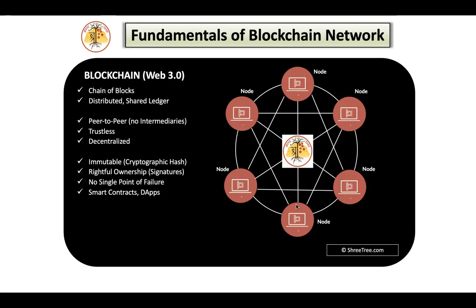Blockchain also runs something called smart contracts. So these are a piece of code or a computer program that self-executes when certain predetermined conditions are met. No human intervention is required. Smart contracts, they have thousands of real-world applications and use cases. We'll talk about smart contracts in a separate video.